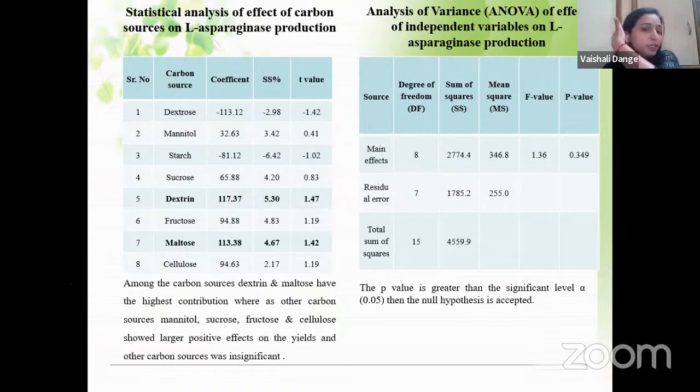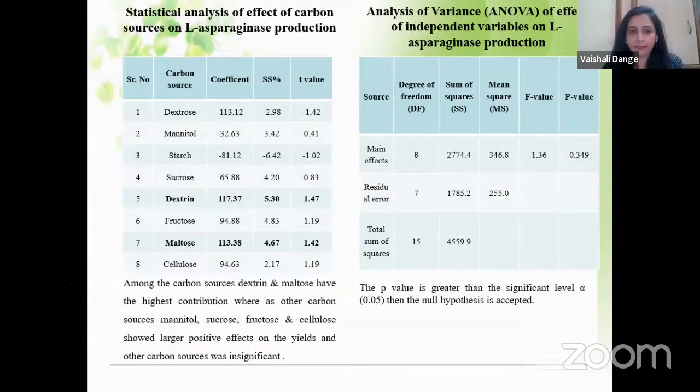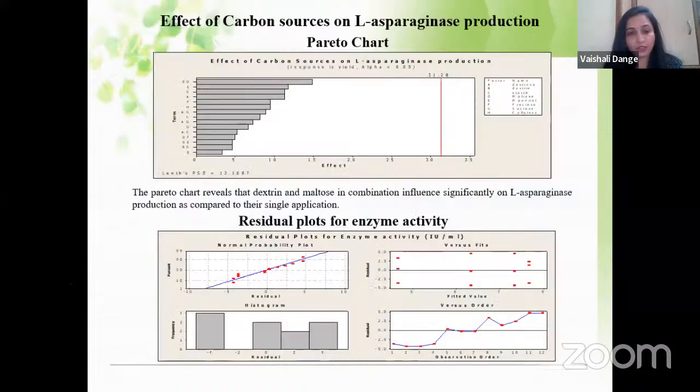Now, a minus value indicates that these sources are insignificant for the production of my enzyme. The significance of the minus value is that this enzyme will not be produced with the help of these carbon sources, because they are showing insignificance. A large coefficient means a large positive effect, but not the highest effect. The higher effect is shown by dextrin and maltose. These are the two sugars showing the highest production of enzyme.